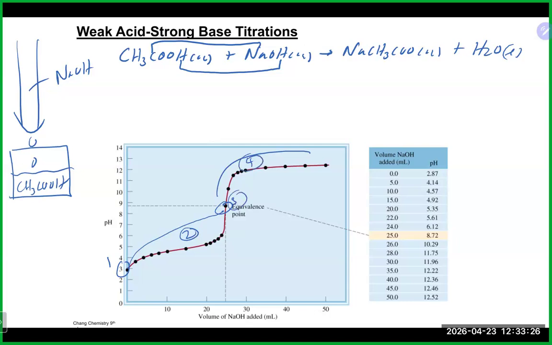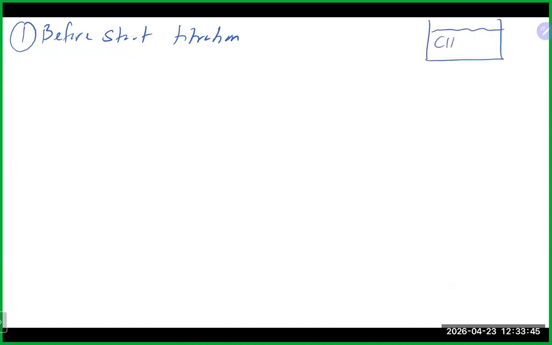So once again here, we're going to look at each of these and understand hopefully the calculations to go along with it. So we will start with our first step here, which is before we start the titration. And before we start the titration, once again, what we have in our beaker or our flask, in this particular example, is acetic acid. And acetic acid is a weak acid, which means if I want the pH of a weak acid, what do I need to do?